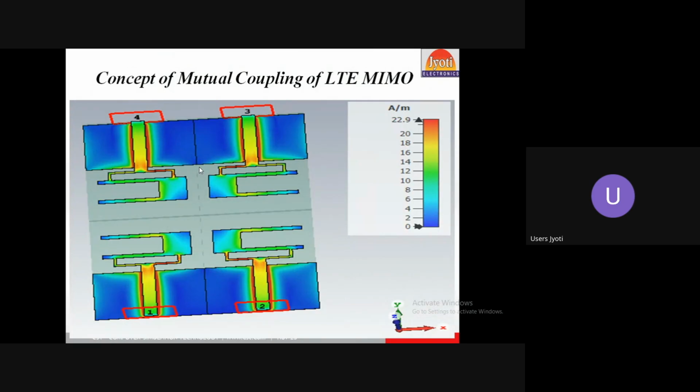Here is the concept of multi-coupling and the MIMO antenna, LTE antenna. For high gain and high output, you can design different types of MIMO antenna. Here are waveguide ports 1, 2 and 3, 4. So you can apply different input powers using waveguide ports and generate good results.